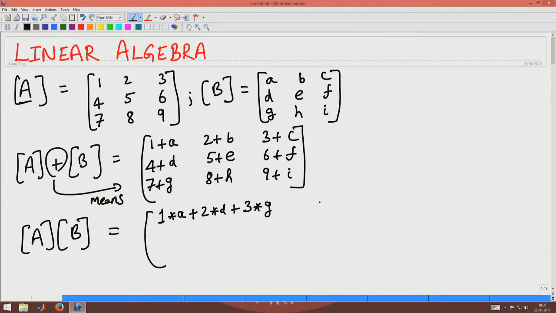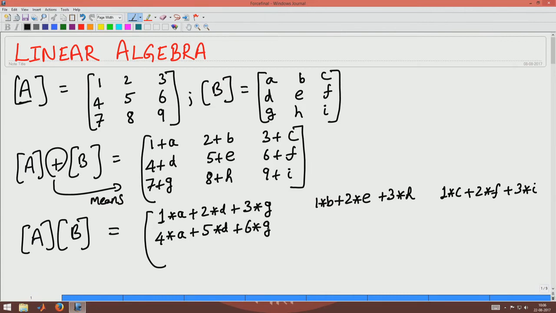The second entry of this would be 1 into B plus 2 into E plus 3 into H. The third entry of this row would be 1 into C plus 2 into F plus 3 into I. Similarly, for the second row of this A into B matrix, I have to multiply the second row of A with each of these columns of B matrix. So, it will be 4 into A plus 5 into D plus 6 into G. Similarly, the second entry is going to be 4 into B plus 5 into E plus 6 into H, and the third entry is going to be 4 into C plus 5 into F plus 6 into I.